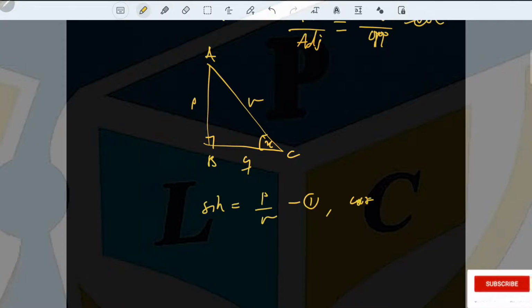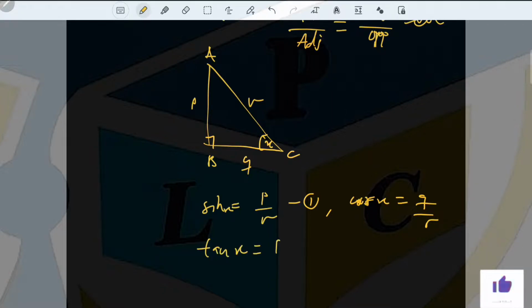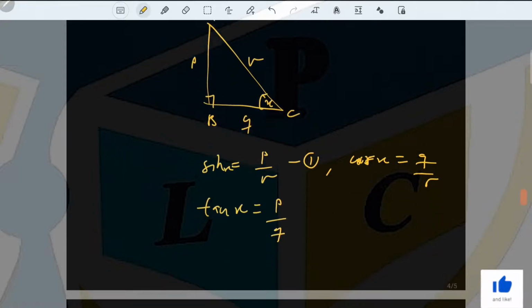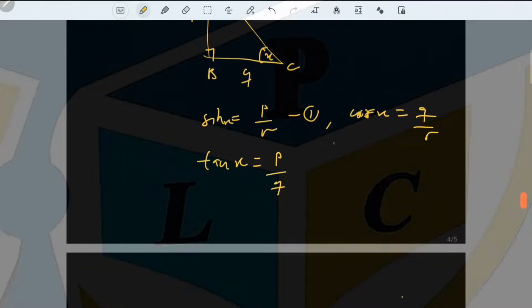Cos X is going to be Q over R, and tan X is also going to be P over Q. So now I want to compare sine and then cos. So in comparison, I can say that sine x is to cos x. Let's see how the comparison is going to be. I know sine x is P over R, right? Compared with cos x, which is Q over R.